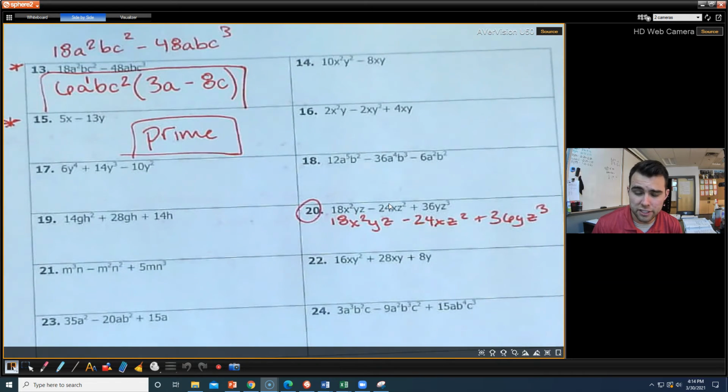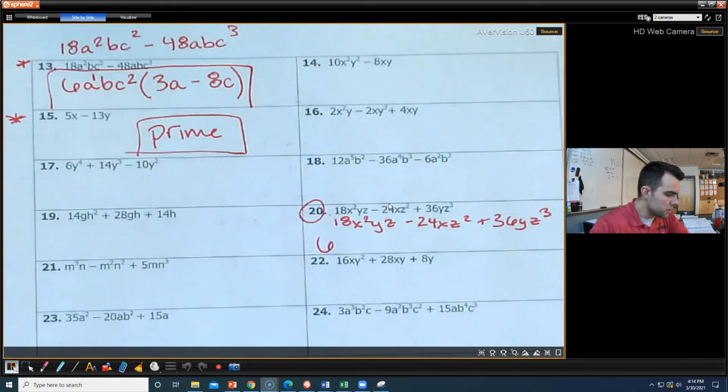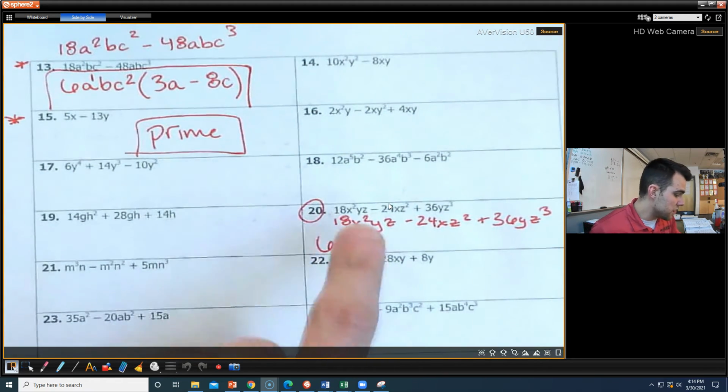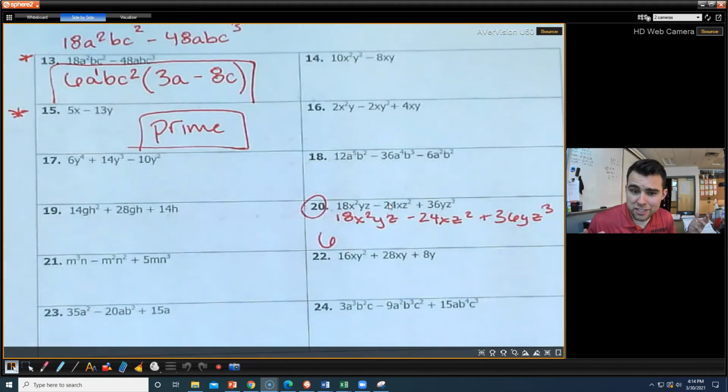6. They certainly have 6 in common. Anything higher than that? I don't believe so. So I think we're just going to go with 6. And now, again, we're going to go through each variable. Now, again, here's a little trick. Let's see if they all have an x in common. X squared, x, no x. Okay, so they don't all share an x in common, so I'm not going to factor out an x.